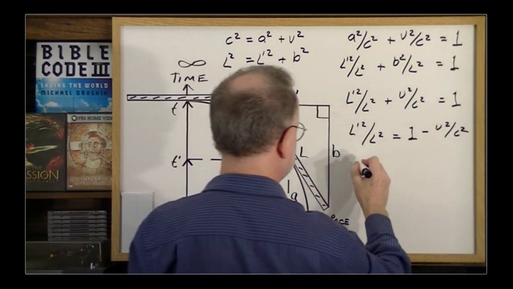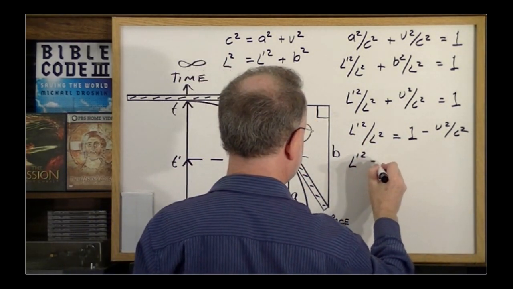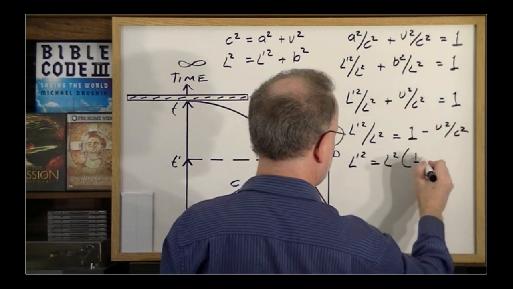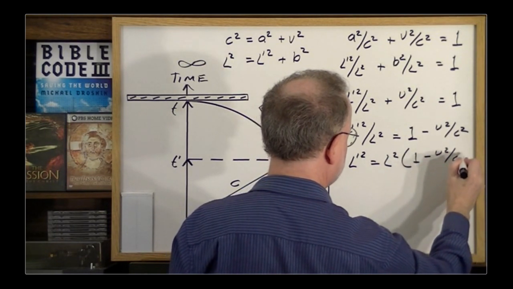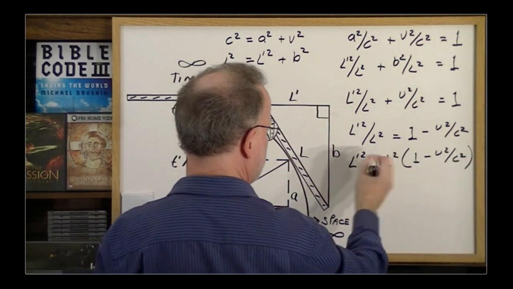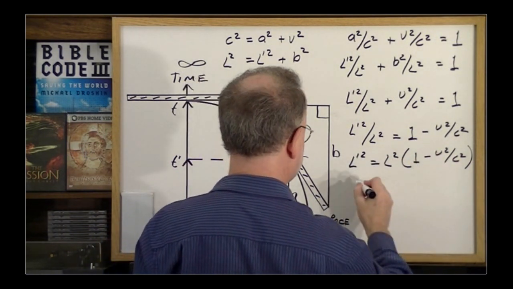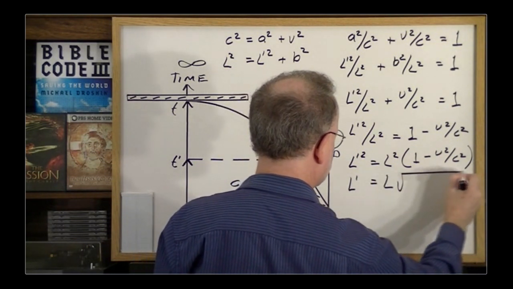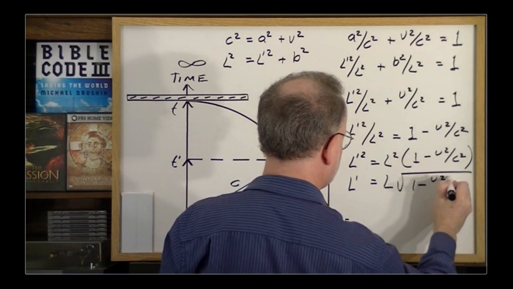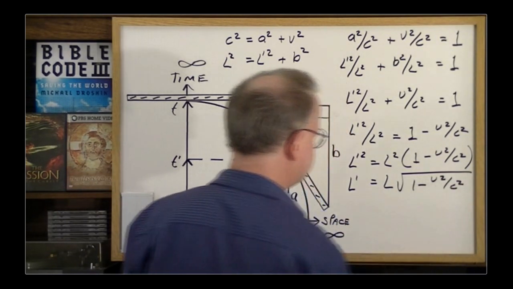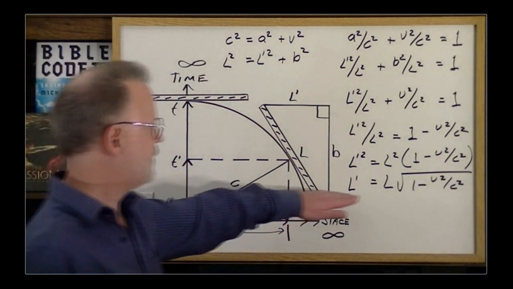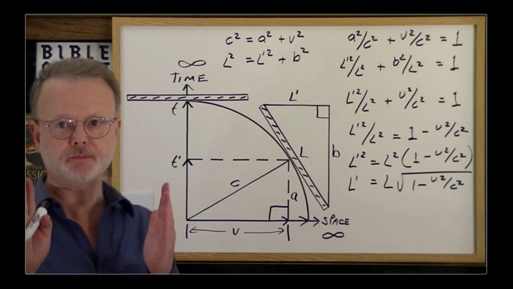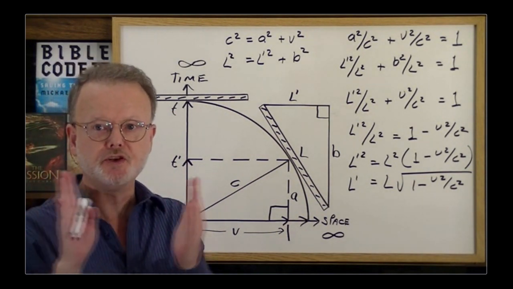Then you want to move this over. L prime squared equals L squared times this, 1 minus v squared over c squared. Then you want to get rid of the squares, so you take the square root of this instead. So you have L prime equals L times the square root of 1 minus v squared over c squared. So there you have the final equation to calculate how much your spaceship or whatever it is going to contract to, the new length.